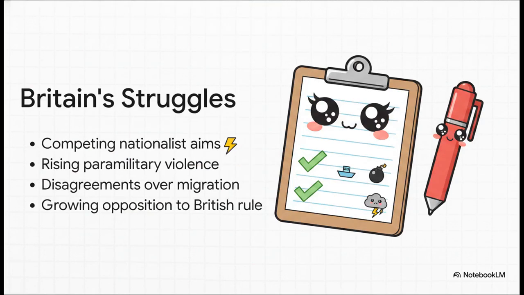Let's check your answers. You should have noted that Britain struggled immensely because of those fiercely competing nationalist aims, literally 2 groups wanting the same land. You definitely should have mentioned the intense, rising paramilitary violence, plus the intractable disagreements over migration, and of course the universal, growing opposition to British rule from all sides. If you got even a couple of those, excellent job.